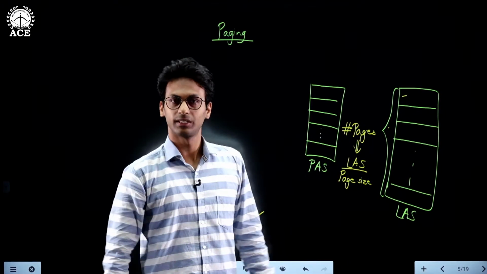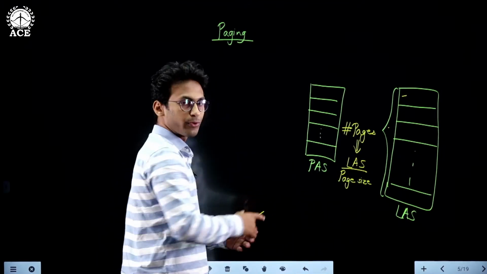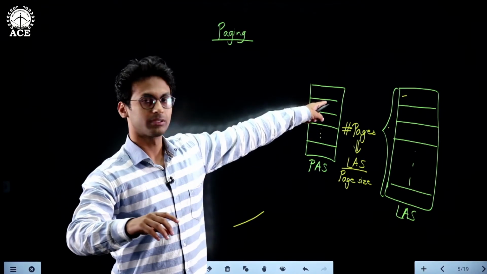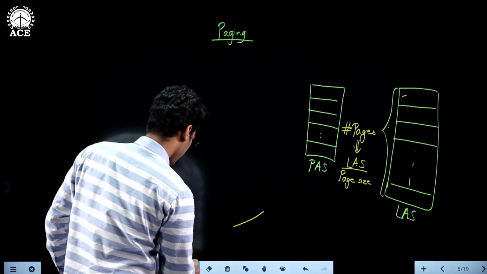You'll get the number of pages. Done with it. Next question. Physical address space is divided into what? Frames. That is the answer. I told you last time.